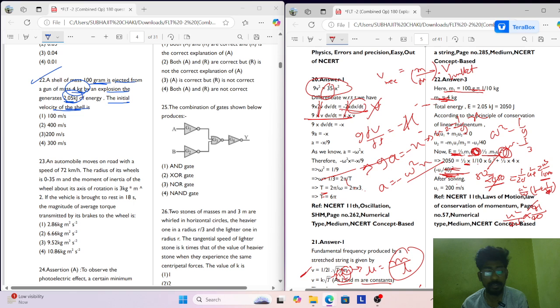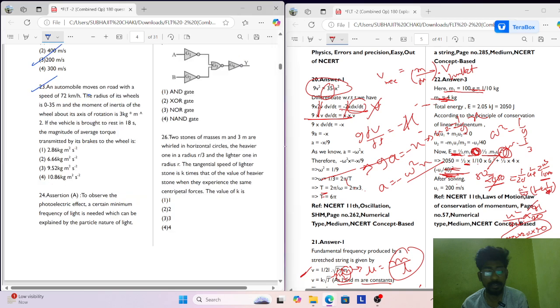E1 will be what? 50 into 20 into 40. Okay, so this will be equal to what? 40,000. Sorry, 40,000 equals to what? 200 if you root it. So therefore option number 3 will be our correct option here.